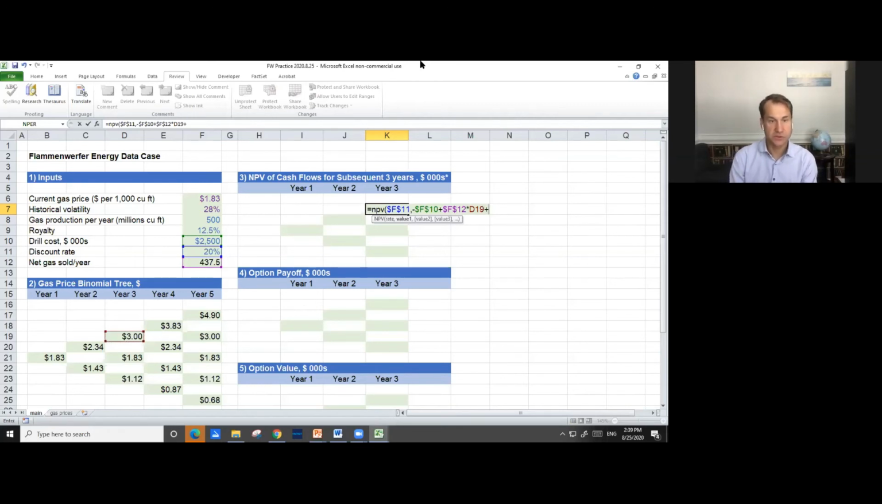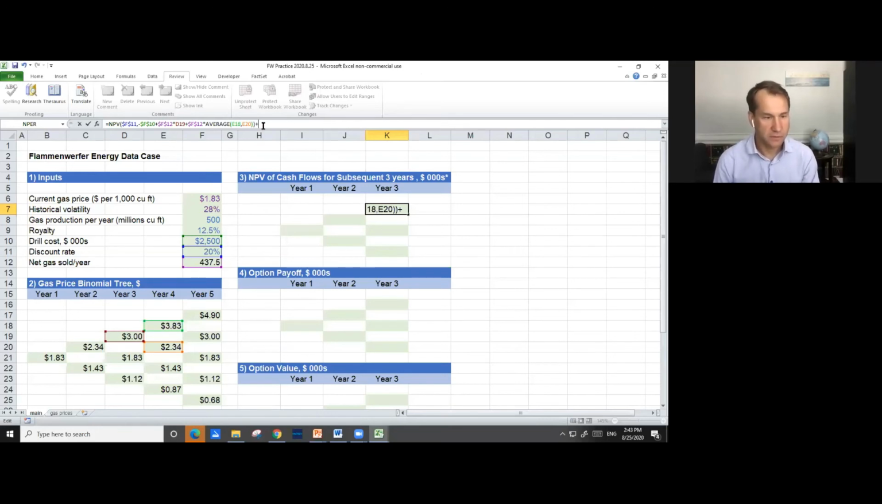The cash flow in year 2 would be net gas sold. I call it production. Net gas sold, freeze that, times average of price in year 4 up and price in year 4 down. So average of cells E19 and E20. And these ones, again, I'm not going to freeze.